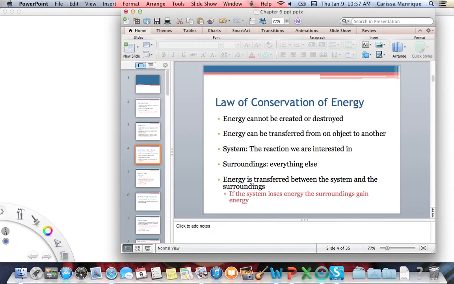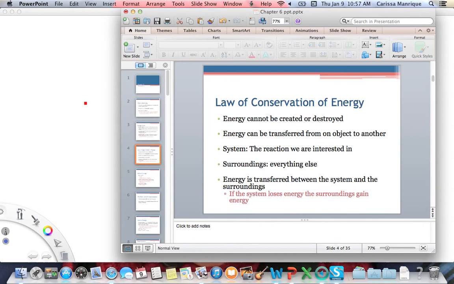Law of conservation of energy: energy cannot be created or destroyed. We saw this in chapter 2, when we were looking at mass. Well, the same thing applies with energy. Energy is transferred from one object to another. There's your system, like the beaker. There's a reaction going on in your beaker, and we call that the system. The surroundings are everything else. So energy is transferred between the system and the surroundings.